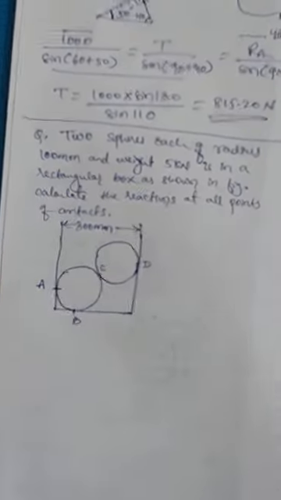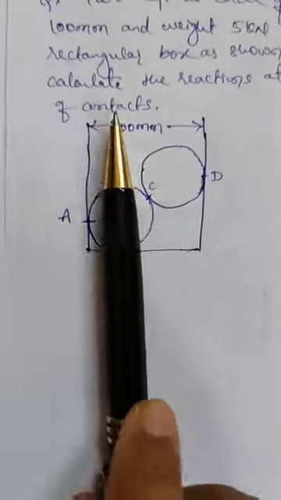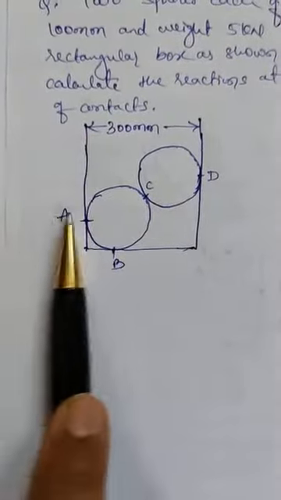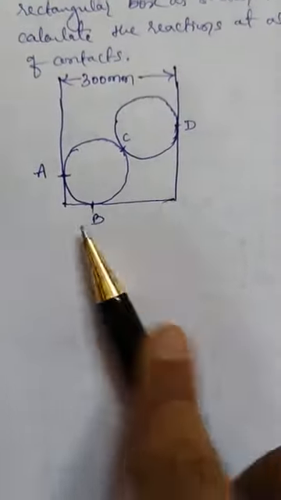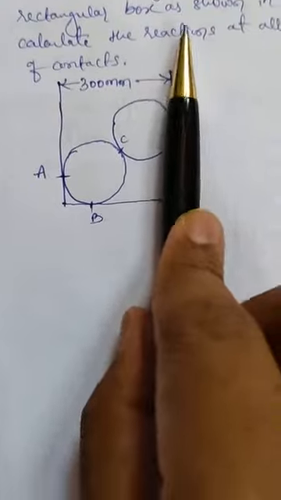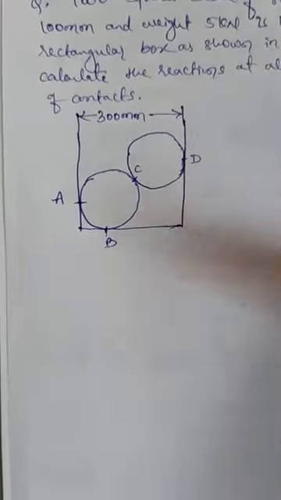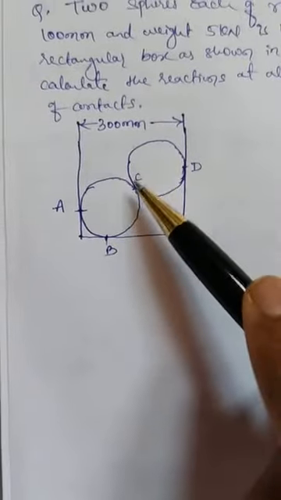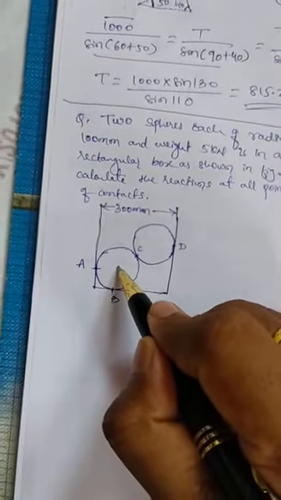Now by looking at the figure we can say, on the left side we have a vertical plane, so the reaction will be horizontal. At B we have a horizontal plane, so the reaction will be vertical. At D the plane is vertical, so the reaction will be horizontal, perpendicular to the plane. But in case of C, the reaction will be inclined. This is where we are supposed to calculate.